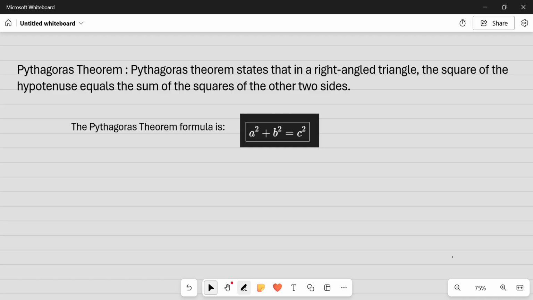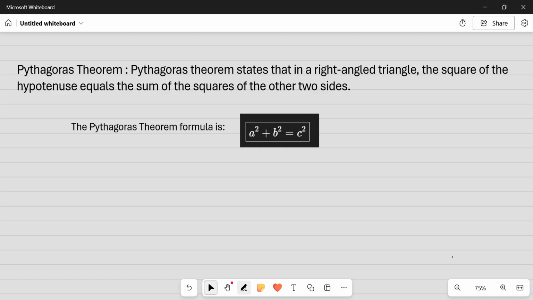The formula for the Pythagoras theorem is that the square of the hypotenuse equals the sum of the squares of the other two sides. It means the hypotenuse is the longest side in the right angle triangle. I'm talking about the base side and the adjacent side to the base. So the formula is a square plus b square is equal to c square.